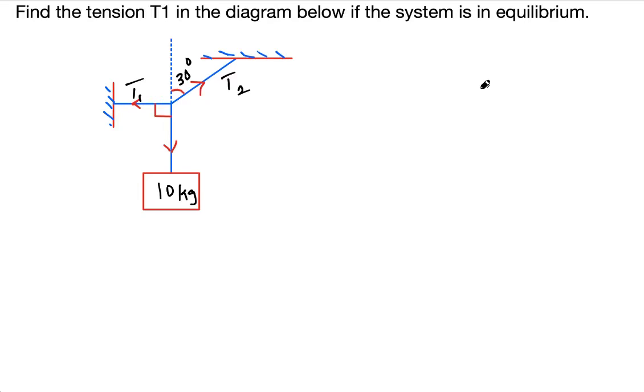This is a JAMB UTME physics problem. To solve it: find the tension T1 in the diagram below if the system is in equilibrium. Of course, we have our method, which I've already taught in my previous videos. When you want to solve a problem like this, you turn it into a triangle.